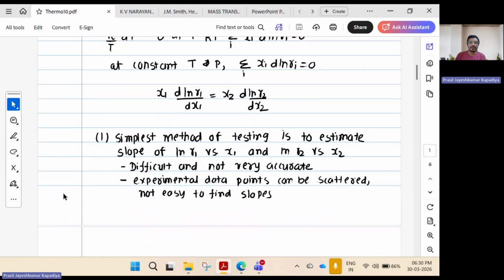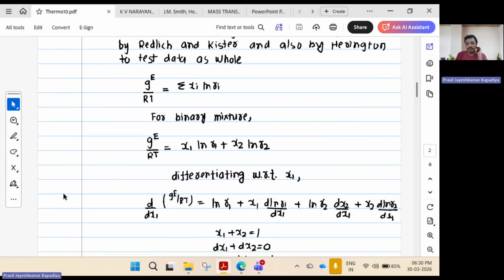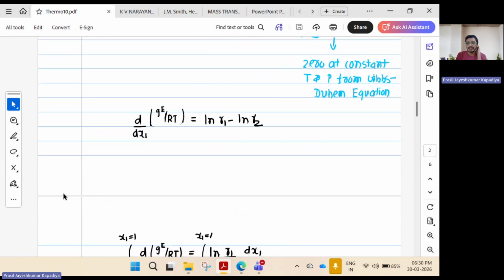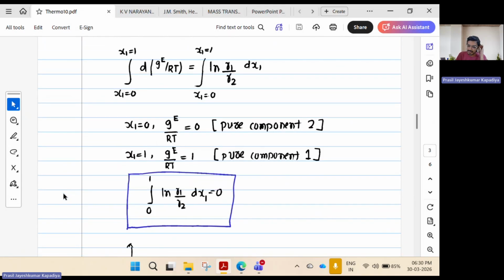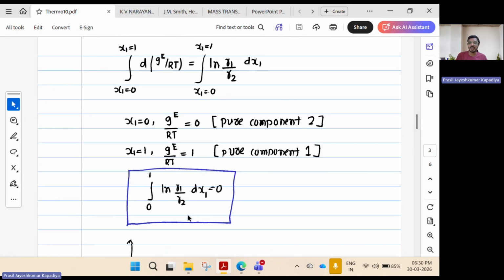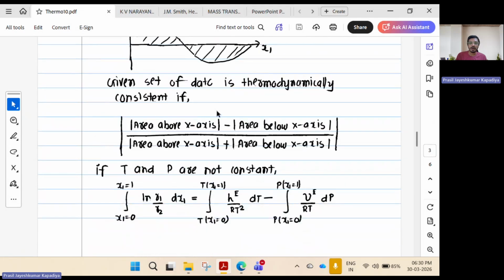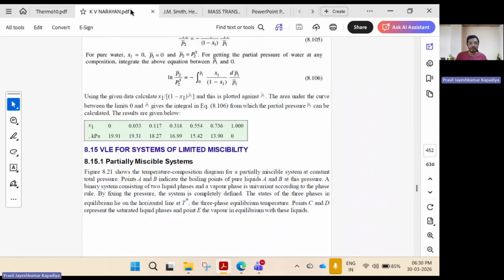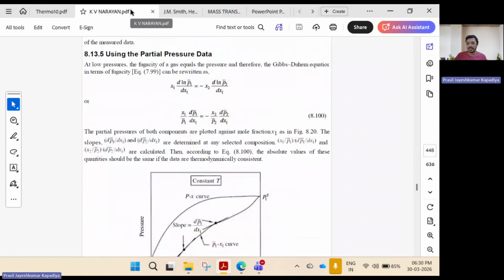This method is difficult and not very accurate because it is difficult to find the slopes at each point. When experimental data points are scattered, we can connect them through lines, but it is not easy to find the slopes. Then we have the area test method. When we take the integration from 0 to 1 of ln gamma 1 by gamma 2, the area of ln gamma 1 by gamma 2 versus x1, when summed up, should come out to be 0. If these two conditions hold, we can say that our data is thermodynamically consistent.